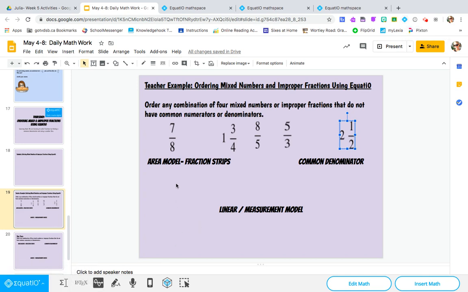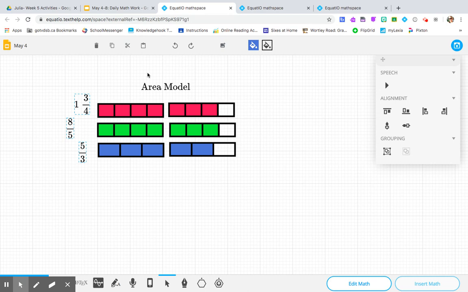So time to go ahead and open up your Equatio toolbar and open up a math space, and let's get started with our area model. Now, the area model I've already done for you. I'm not going to walk you through all the steps because it's the same as yesterday's. So you can see 1 3/4. We know that it's broken up into fourths because the denominator tells me to. This is 1 whole and 3 more quarters.